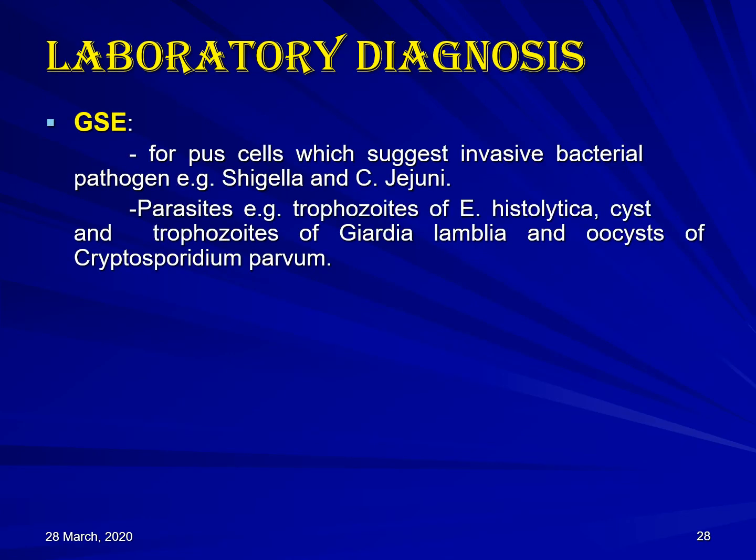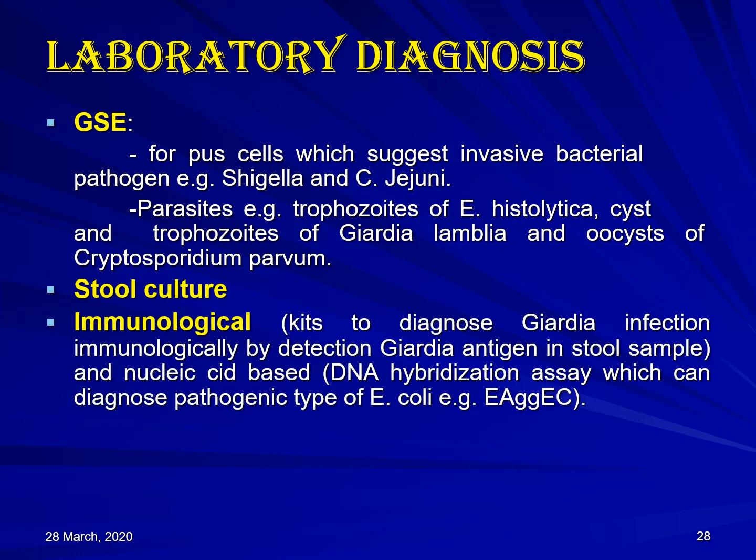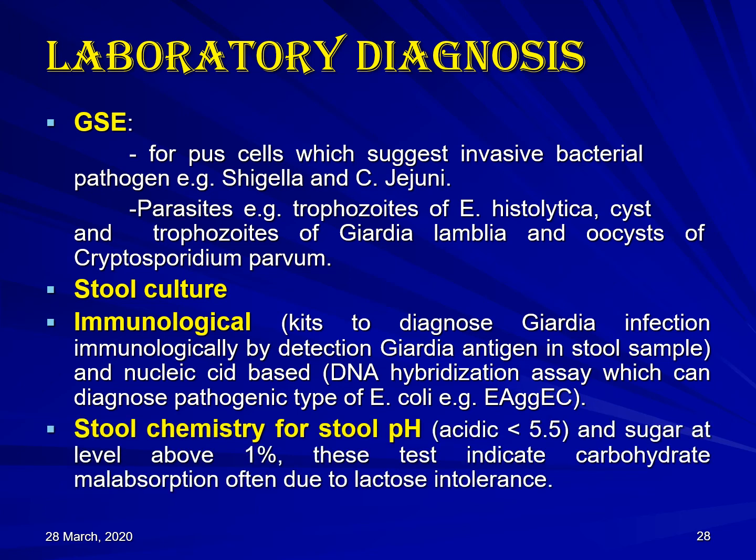In the laboratory, we have to send a general stool with stool culture, immunological tests for the diagnosis of antibody or antigen, antibody in the blood, antigen in the stool, and stool chemistry for stool pH. Stool pH is normally 5.5 to 6.5. If it is less than 5.5, this is acidic, and this indicates that the patient has lactose intolerance. Also, not only the pH, but the presence of reducing substance indicates that the patient has carbohydrate malabsorption secondary to the diarrhea.